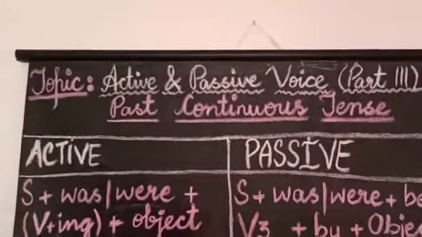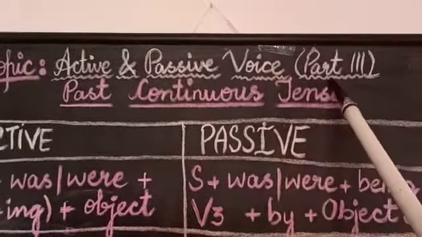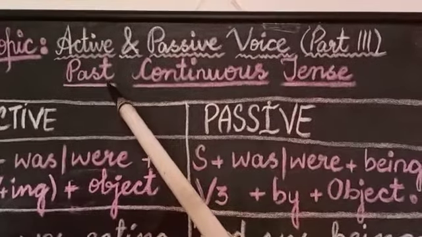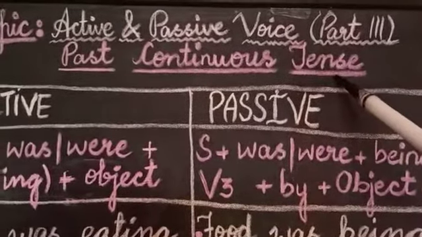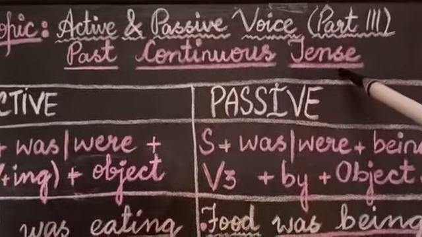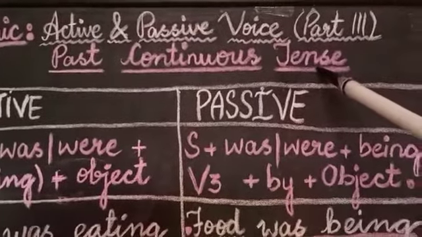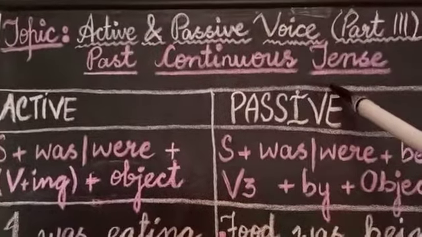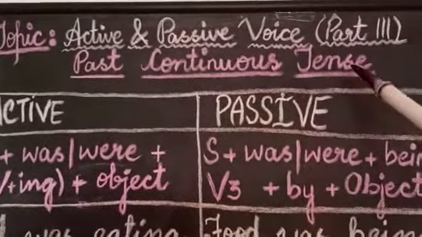See, dear students, today's topic is active and passive voice, part 3rd. It is the 20th lesson of your grammar book, and it is the active and passive voice for which tense? Past continuous tense. In the previous classes you have learned that past continuous tense is used to express those actions which were going on continuously for some period of time in the past. My dear students, they started in the past, they continued in the past, and they finished in the past. Such actions are expressed with the help of past continuous tense.